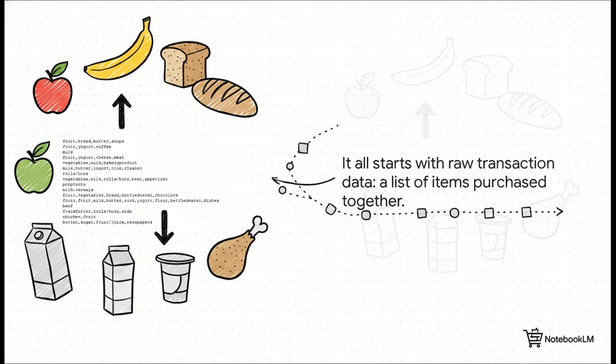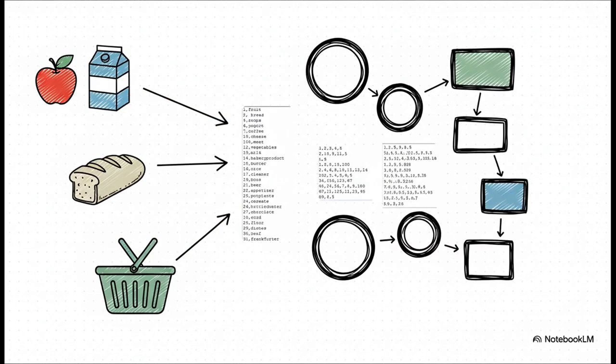But here's the catch. A computer can't really work with words like fruit and yogurt directly. And this right here shows the very first critical step in the process. It's called data preparation. The software takes every unique item and just maps it to a number. So fruit might become 1, bread becomes 2, and so on. Now the algorithm has clean numerical data that it can actually process fast.